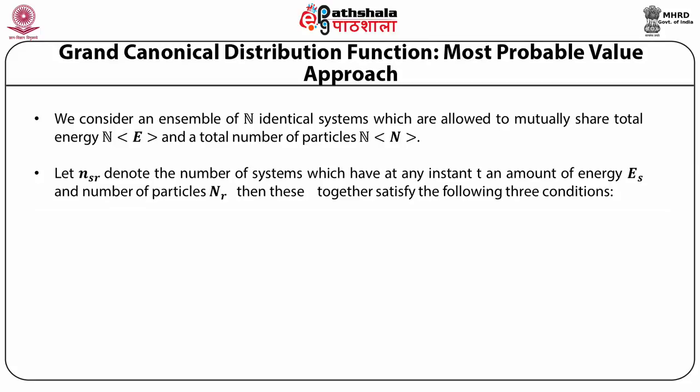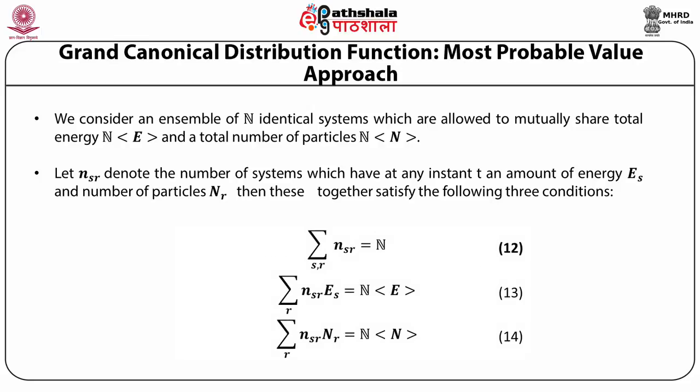Let N_SR denote the number of systems which have at any instant an amount of energy E_S and number of particles N_R. Then these together satisfy the following three conditions. Summation over S, R of N_SR is equal to n, the number of identical systems. Summation of N_SR multiplied by E_S is equal to the number of identical systems multiplied by the mean value of energy. Summation over S, R of N_SR N_R is equal to the number n of identical systems multiplied by the mean number of particles.